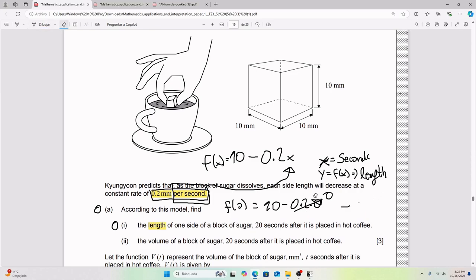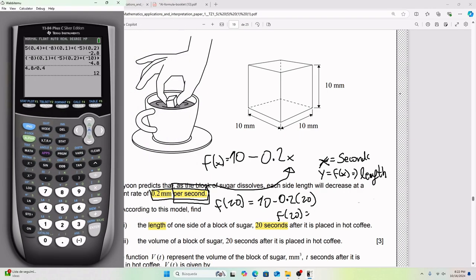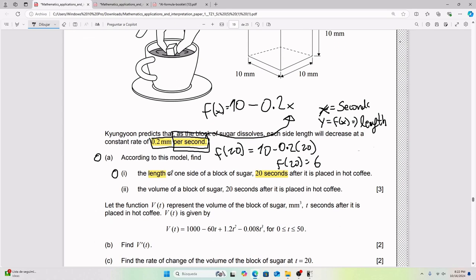So all I have to do now for part a-i is simply plug in f of 20, because we are talking about after 20 seconds, okay? So f of 20 has to be 10 minus 0.2 times 20. Let's go ahead and confirm with our calculator over here: 10 minus 0.2 times 20 ends up giving me 6. So the length of one side of a block of sugar 20 seconds after it is placed in hot coffee will in fact be 6 millimeters. Okay, so that is for part a-i.